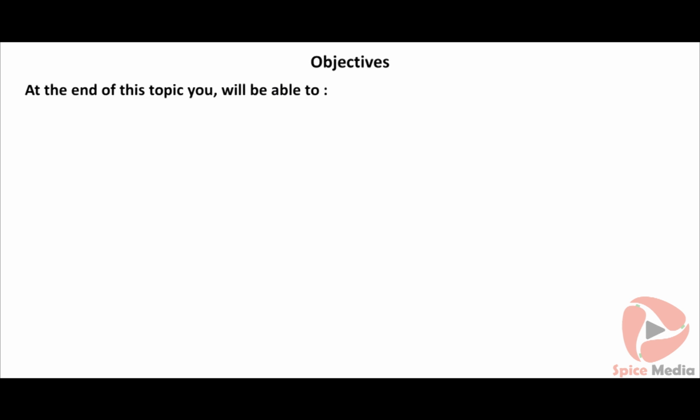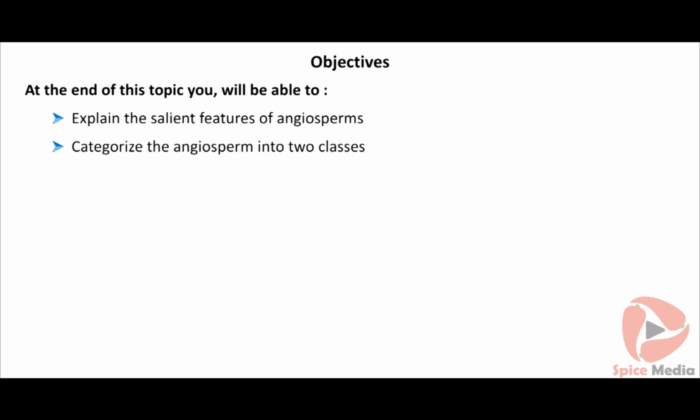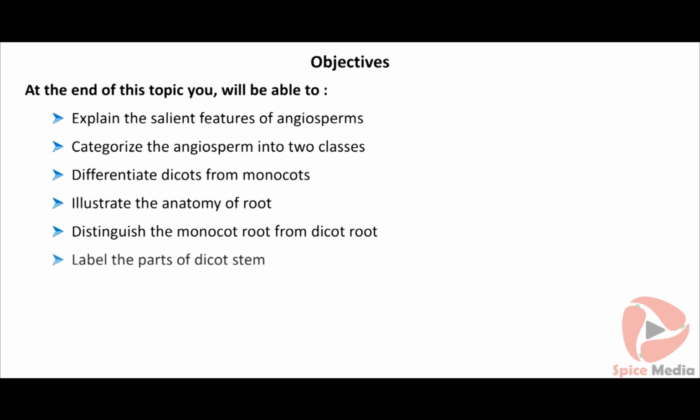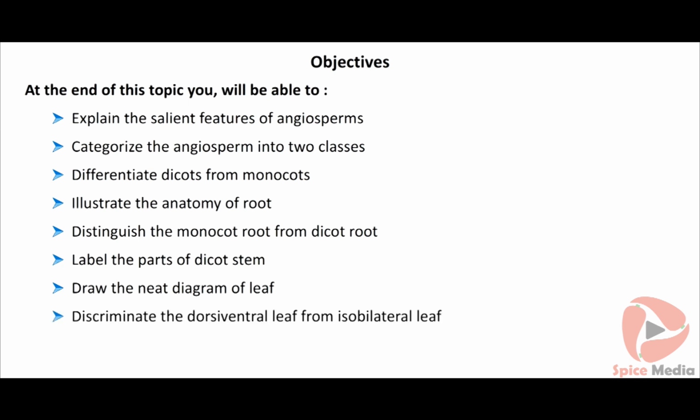At the end of this topic, you will be able to explain the salient features of angiosperms, categorize the angiosperms into 2 classes, differentiate dicots from monocots, illustrate the anatomy of root, distinguish the monocot root from dicot root, label the parts of a dicot stem, draw a neat diagram of a leaf, and discriminate the dorsiventral leaf from the isobilateral leaf.